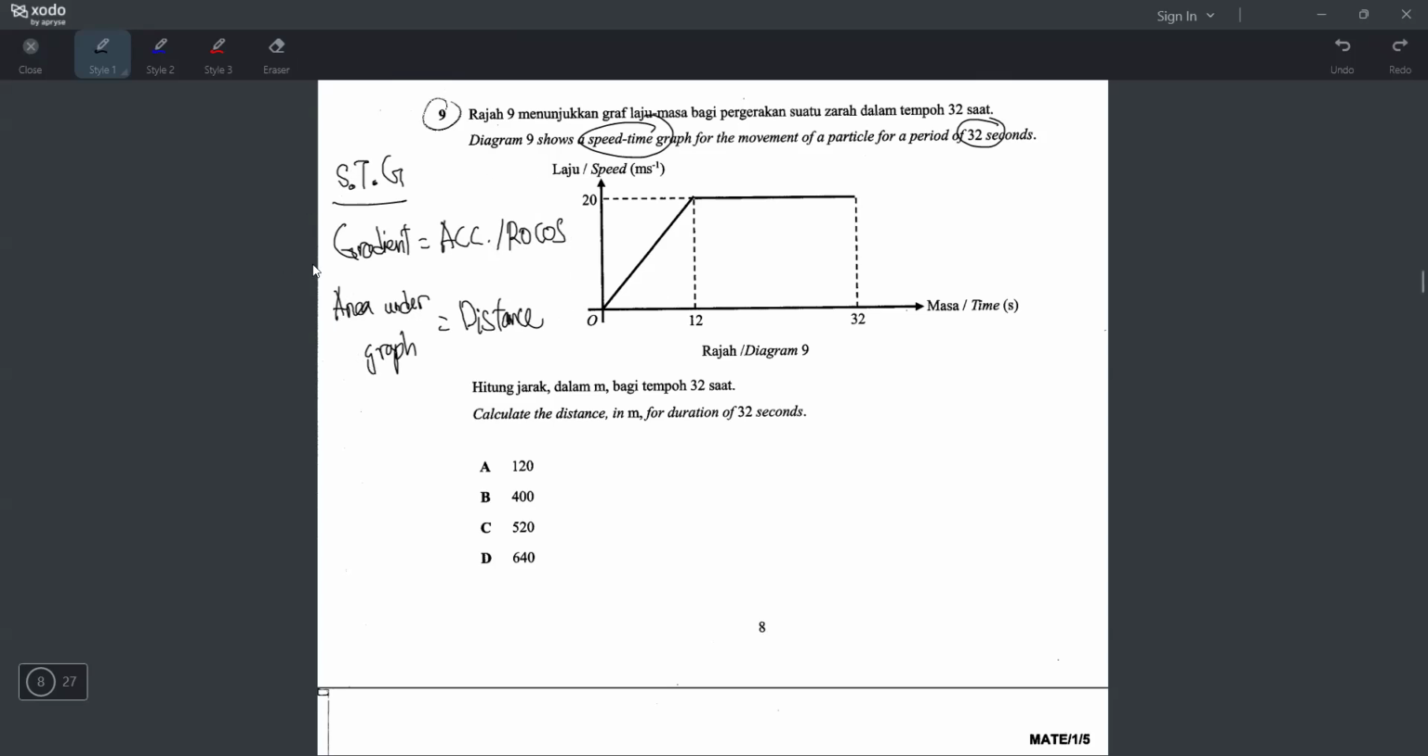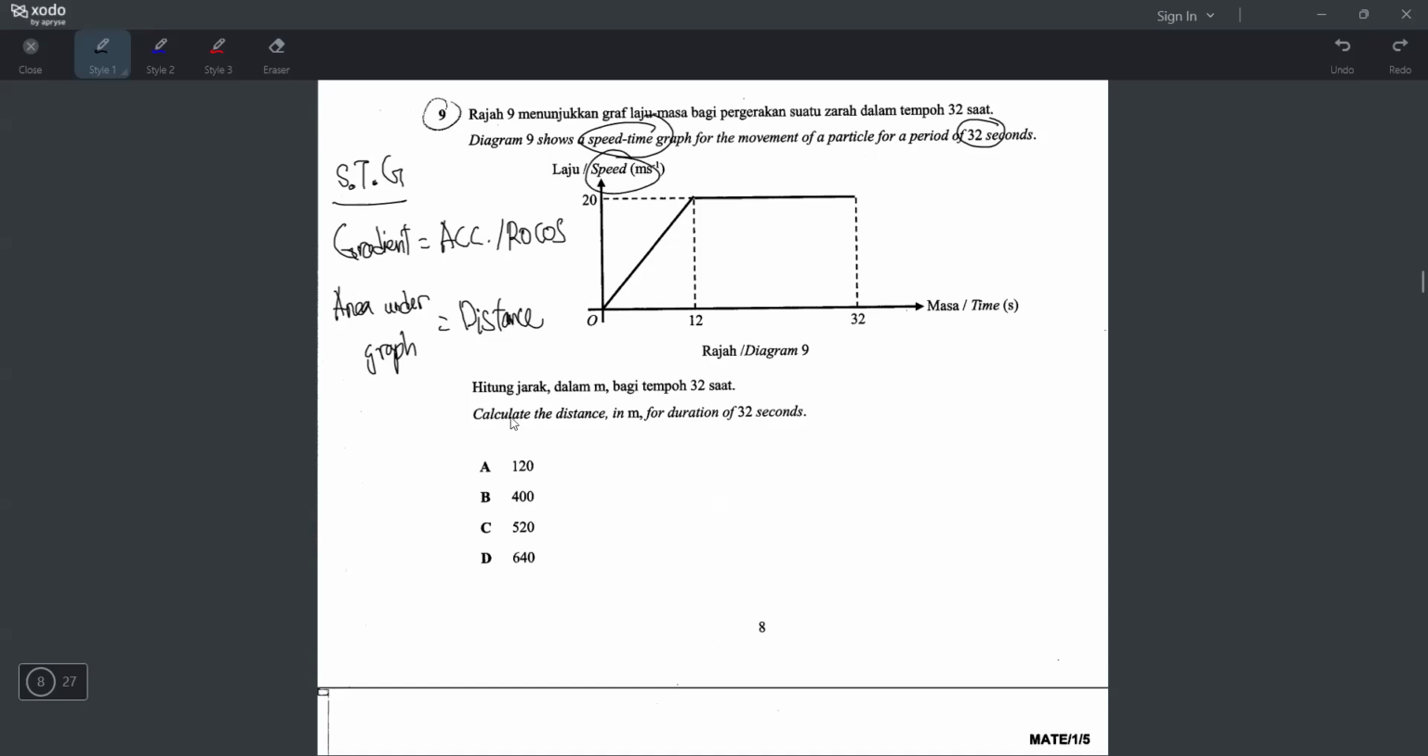If you don't know this, then you are in trouble. You cannot do this question. This thing you need to have in your head when you are in the exam. For speed time graph, the gradient can be used to find acceleration, and the area can be used to find distance. But for distance time graph it is different. For distance time graph, the gradient is used to find speed. Okay, but that one is different. This question is speed time.